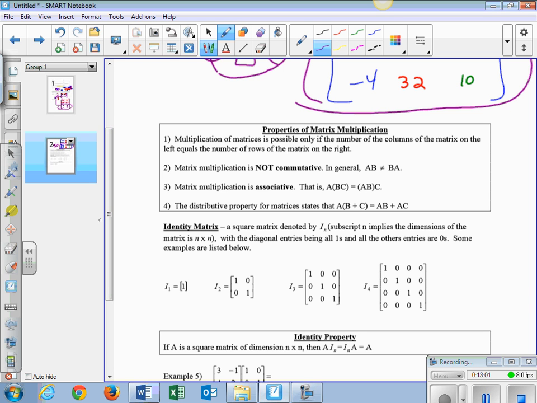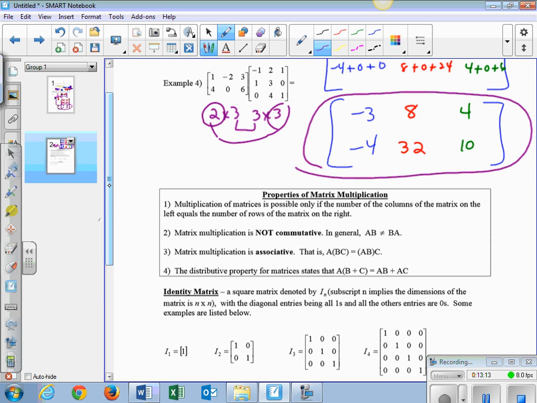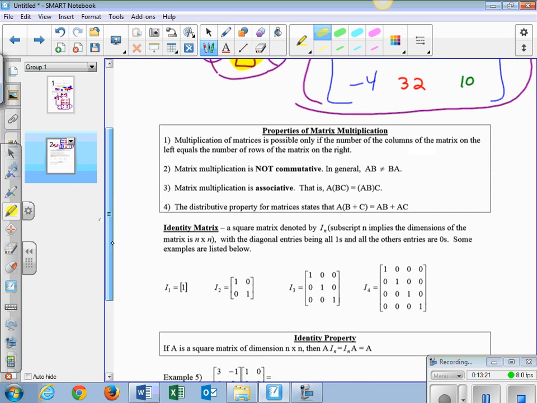So, properties of matrix multiplication. Number 1, multiplication of matrices is possible only if the number of columns of the matrix on the left equals the number of rows of the matrix on the right. Now, what that is stating is what I was having you check right here. As long as those are equal, you can perform matrix multiplication.